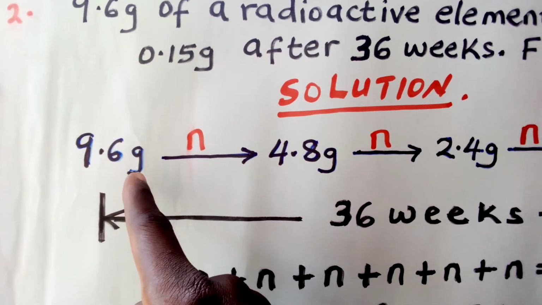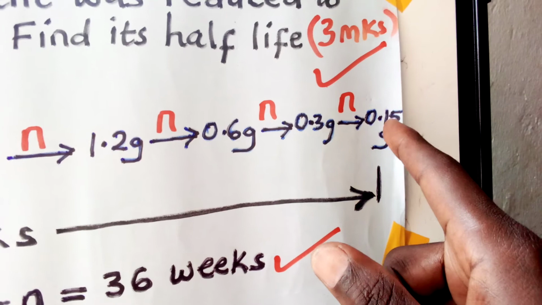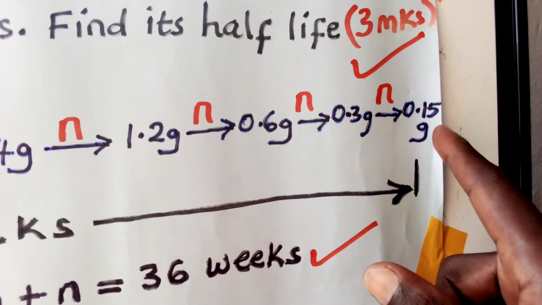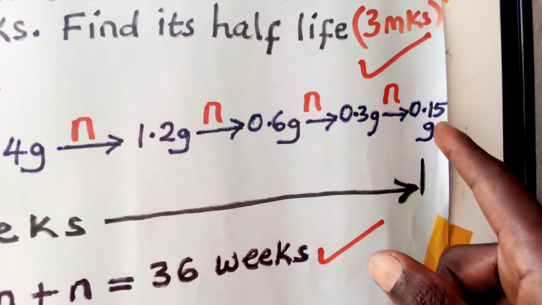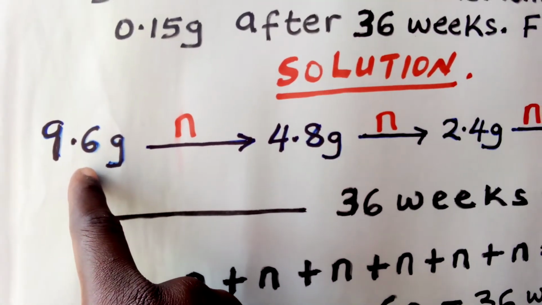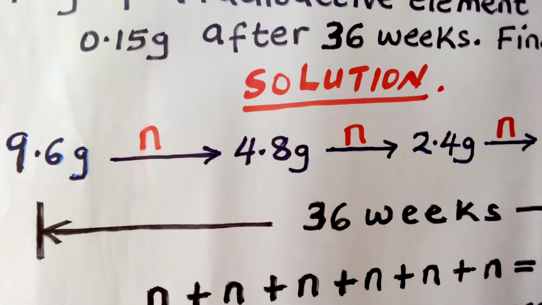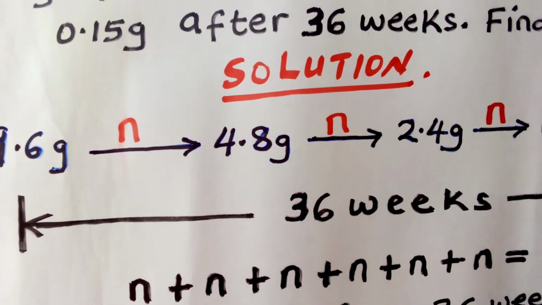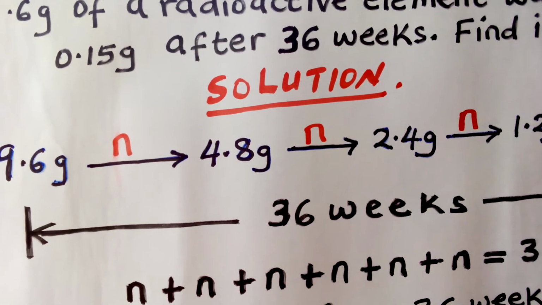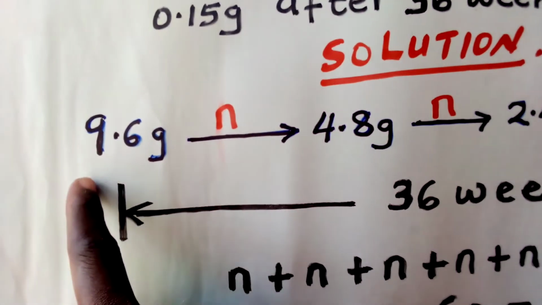We keep dividing by 2 until we reach 0.15 grams. Remember, they said from 9.6 grams up to 0.15 grams. So we should end here because the question says up to here. So what do we do? We simply get 9.6 grams, we divide it by 2. Remember, we are talking about half-life. So half-life, if we remind ourselves, is the time taken by a radioactive element or sample to reduce to half of its original mass. So we begin with the 9.6 grams.